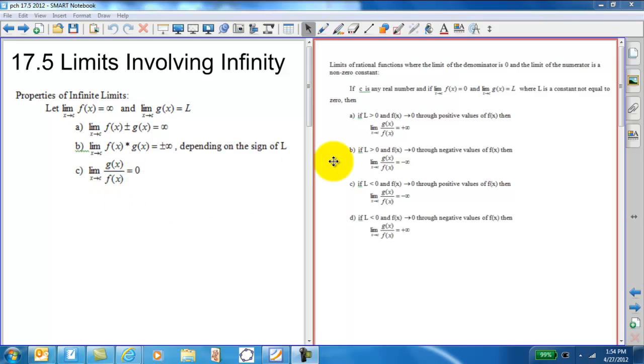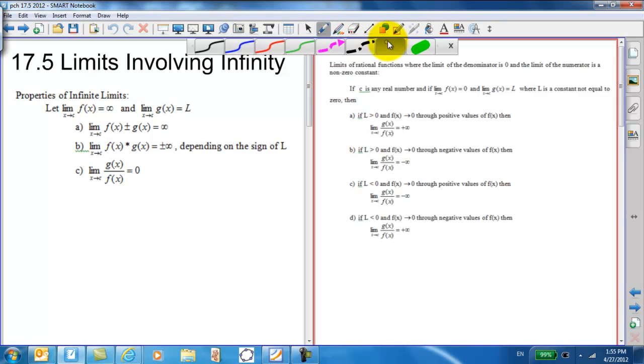Now, we want to look a little more carefully then at rational functions, where the limit of the denominator equals 0. Notice that wasn't covered over here. And the limit of the numerator is some non-zero constant. So notice in each one of these scenarios, the limit as x goes to c of f(x) equals 0. And notice how f(x) is underneath every time. Now, division by 0 implies that you're going to approach one of the infinities. So your answer is either positive or negative infinity.